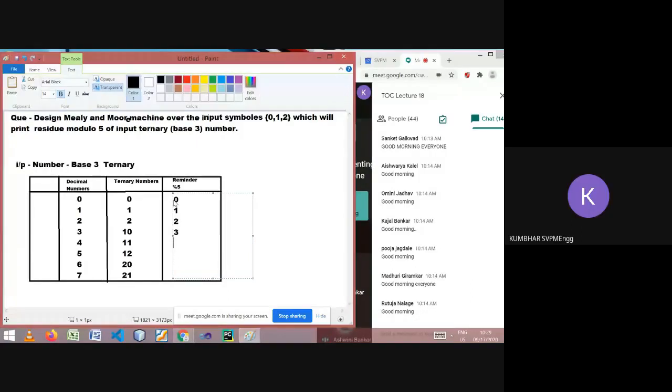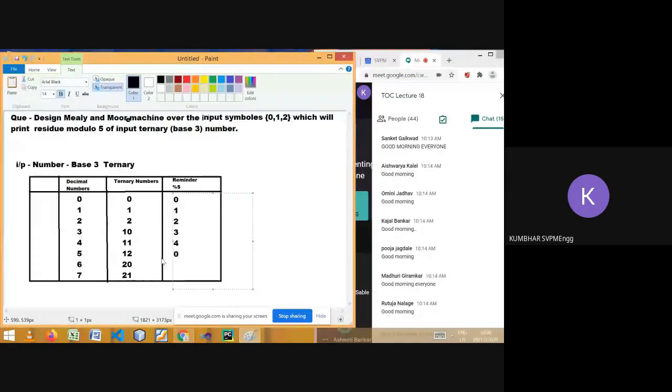Don't forget this 1 0 means 3 in decimal. Ternary representation is 1 0, which means 3. 1 1 means 4. But when we divide 1 2 by 5, then that will be 0 remainder. Do you agree? Because 5 divided by 5, there will be no remainder. Yes. Next, 6 means 1 remainder.